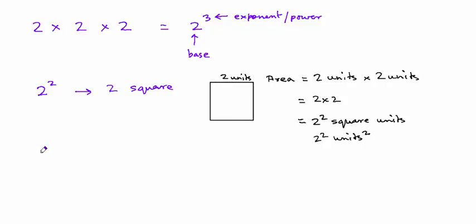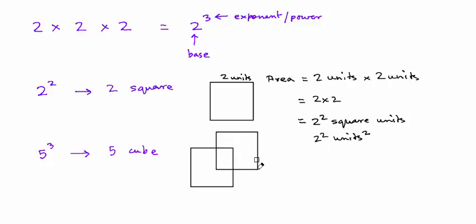And when a number is raised to the third power, for example 5 raised to the third power, it is called the cube of that number. So we call this 5 cubed. And the reason we do that is because that's exactly how you find the volume of a cube. That's like a 3D square.